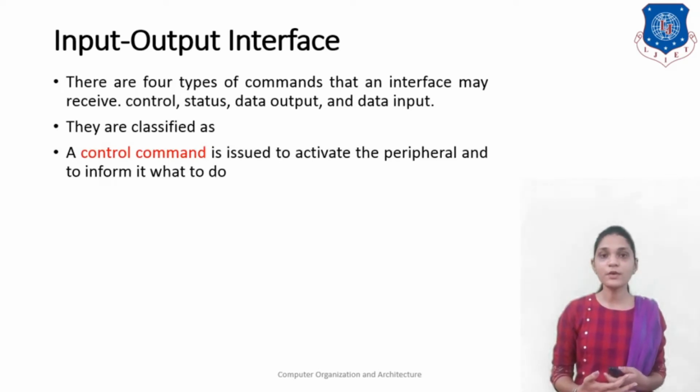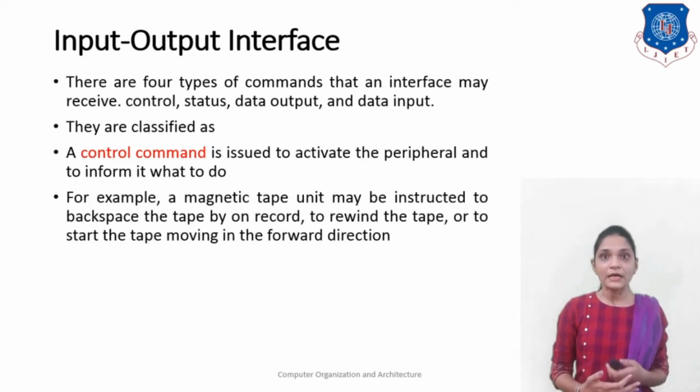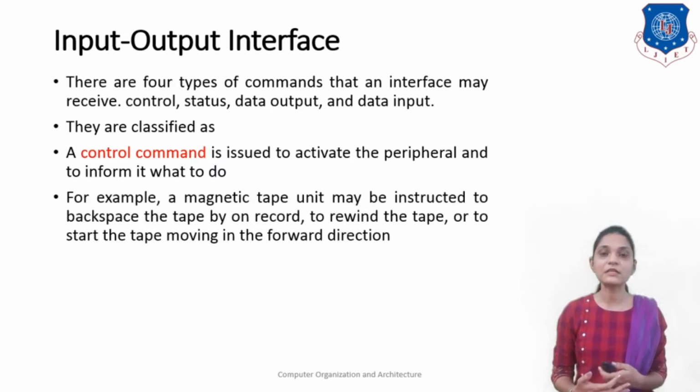A control command is issued to activate the peripheral and inform it what to do. For example, a magnetic tape unit may be instructed to backspace the tape by one record, or to rewind the tape, or to start the tape moving in the forward direction. So these all are the control commands.